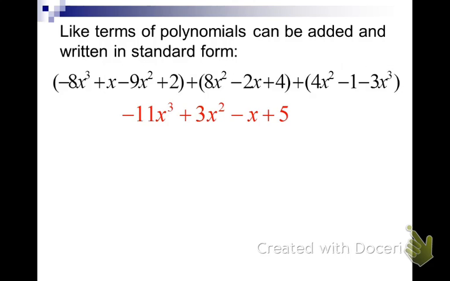So all the cubic terms add up to negative 11. All the quadratic terms, or the squared terms, add up to positive 3. All the linear terms add up to negative 1. And the constants add up to positive 5.